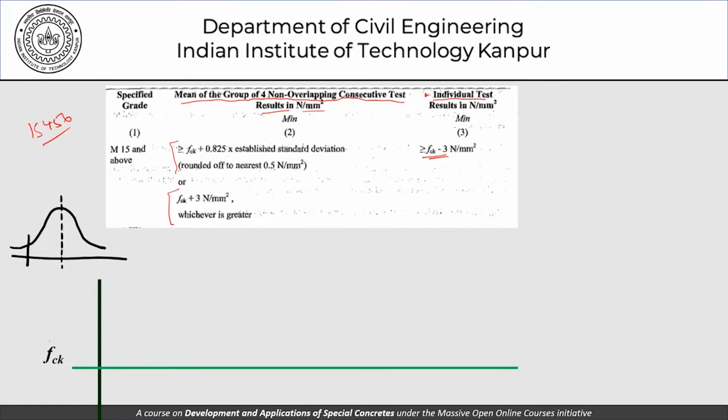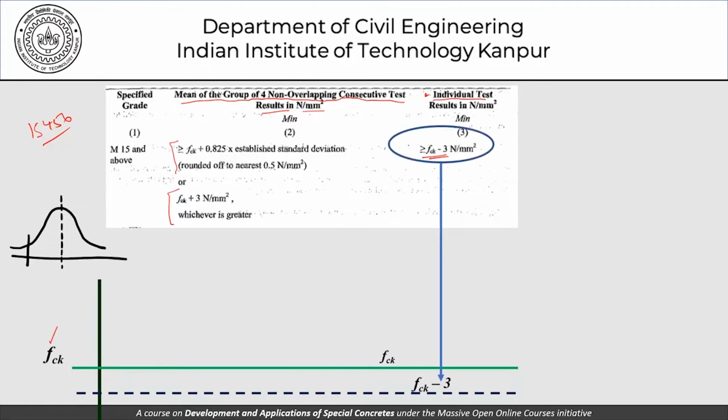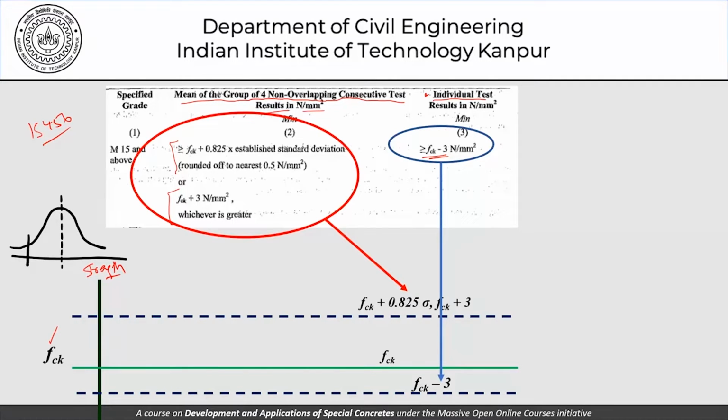So here on this axis we are plotting something like compressive strength of samples as they come. So here I've got another line FCK minus 3, and there's another line which is FCK plus 0.825 sigma or FCK plus 3. So I can have two lines. It says or whichever is greater. So let us say that this is the line that represents the greater of the two. Now the point that we have to discuss is, with these parameters, how do we accept or reject concrete cubes?